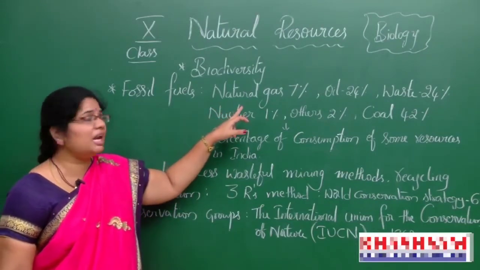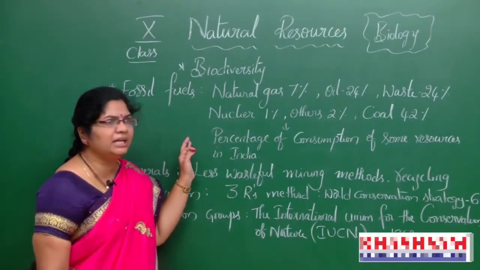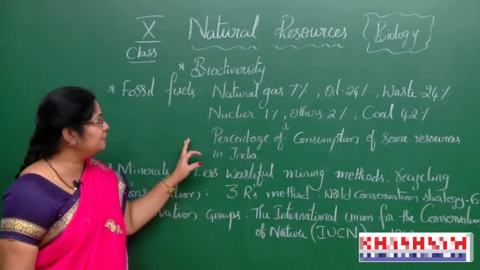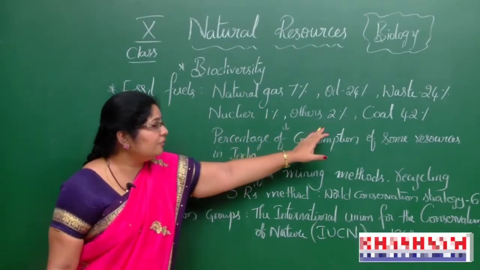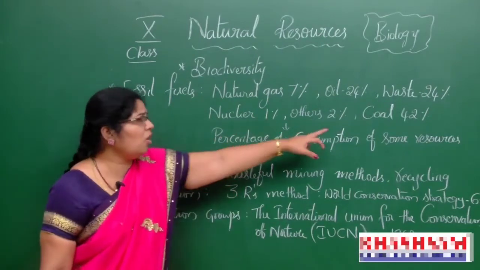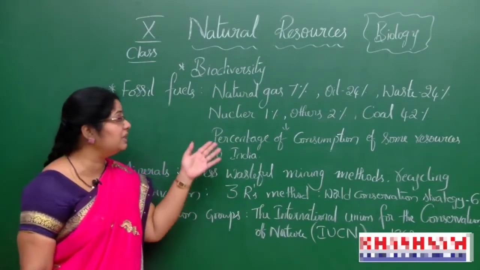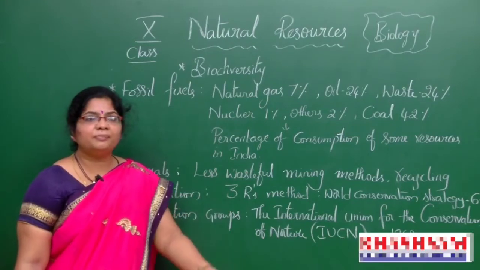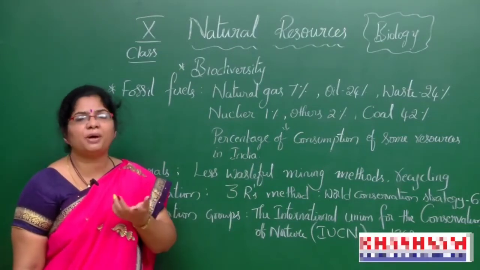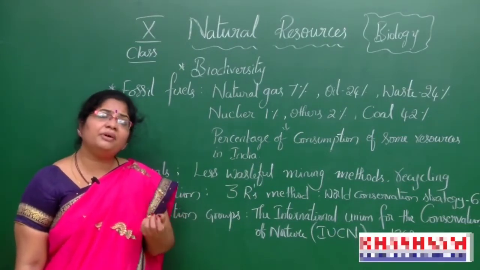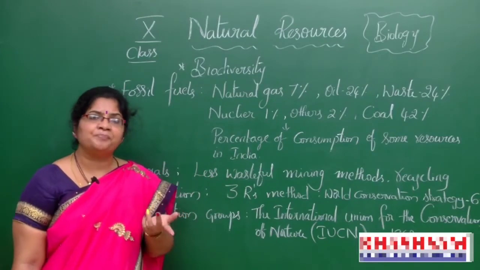So in India we are utilizing 7% of natural gas, 24% of oil and 24% of waste and 1% of nuclear, 2% of other and 42% of coal. All these are fossil fuels. So from the remains of the ancient living forms we will get these fossil fuels from the deeper layers of the soil. These fossil fuels we will use for different purposes, for the running of vehicles and for working of different machines. Without fossil fuel we can't get energy.